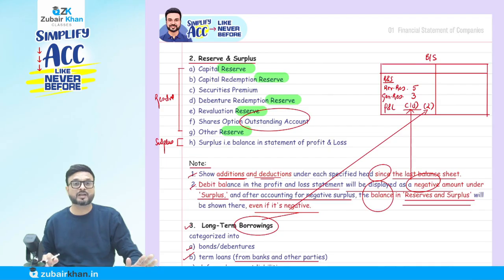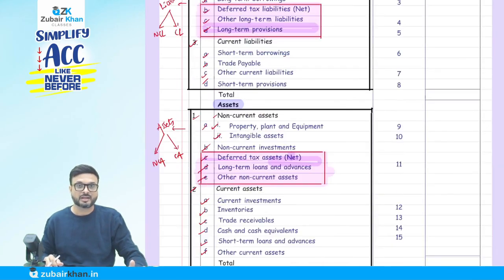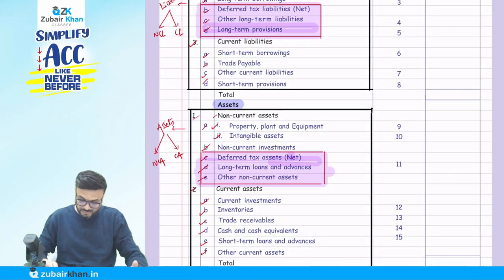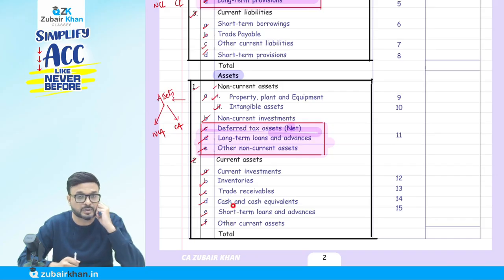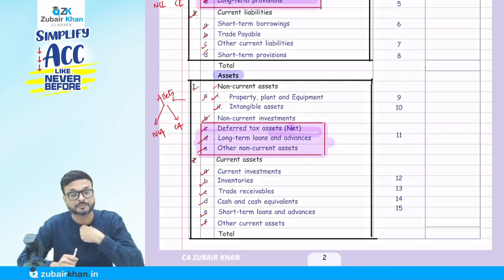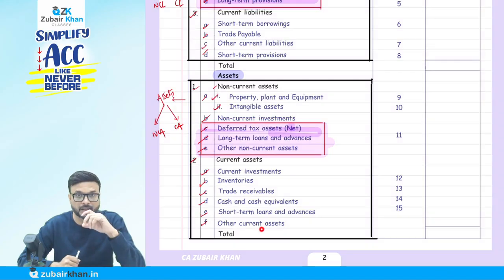So this is all about the balance sheet. The last one is other current asset. If nothing is mentioned about an item, and there is no separate heading for it, for example interest accrued, I mean interest receivable, that is an asset with no separate heading. That will come under current assets, so it will come under other current asset.